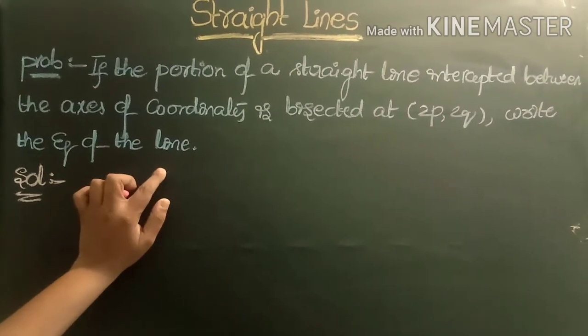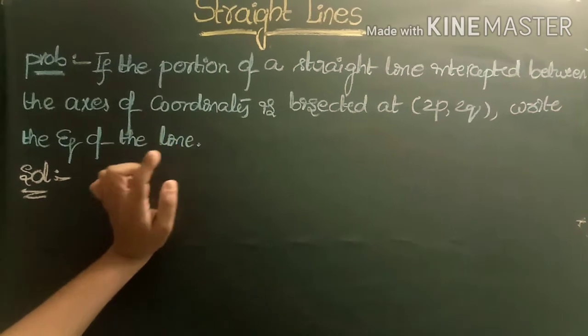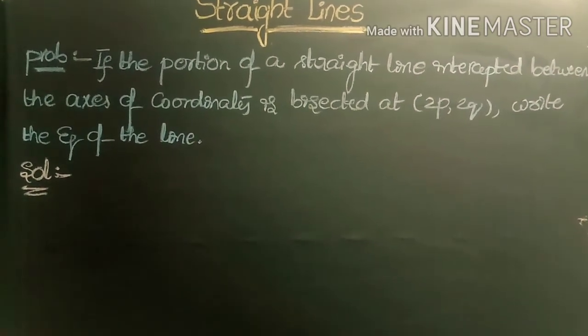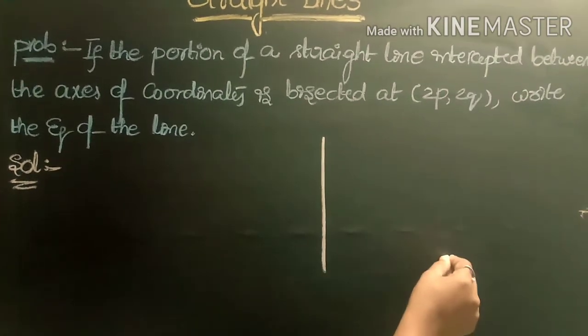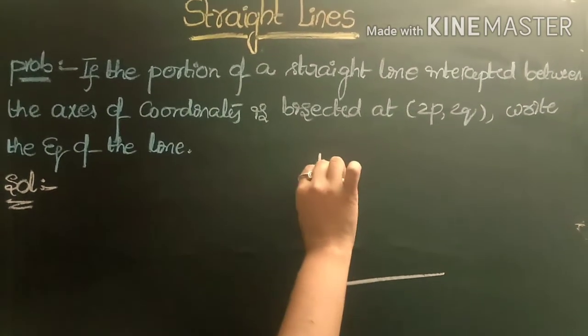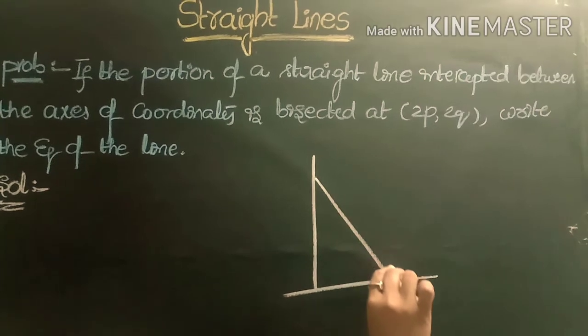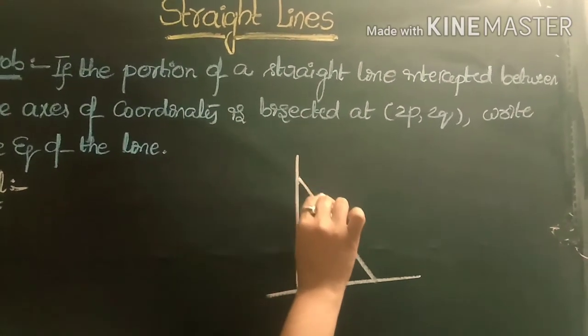write the equation of the line. Given that the portion of the line intercepted between the coordinate axes. So first we take the coordinate axis here. These are the coordinate axes. The portion of the straight line is intercepted between the coordinate axes. This is the straight line which is intercepted between the coordinate axes.